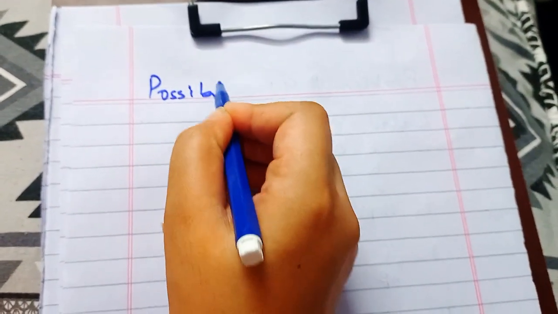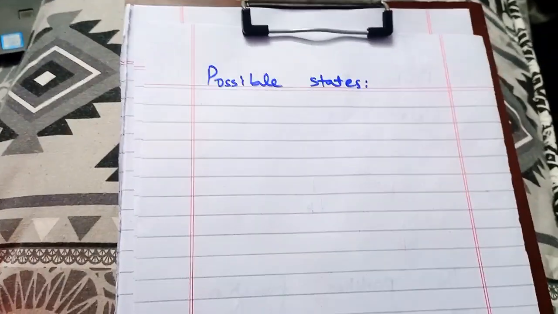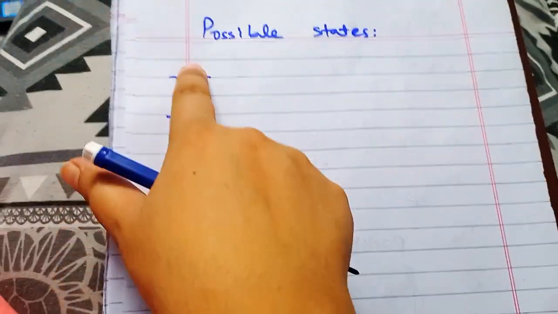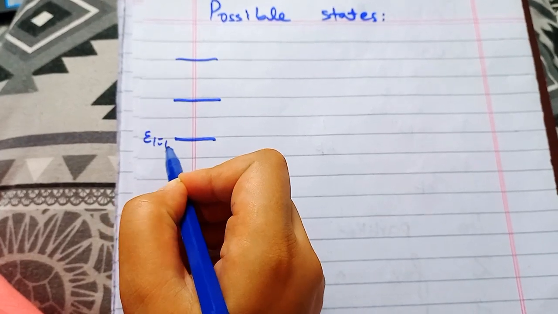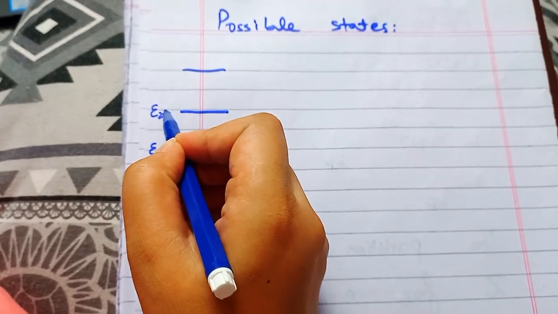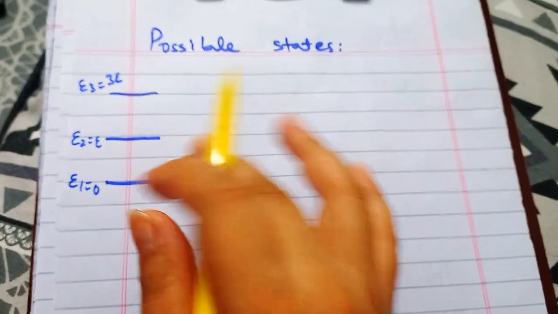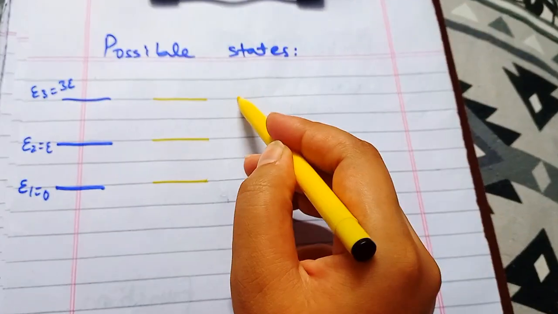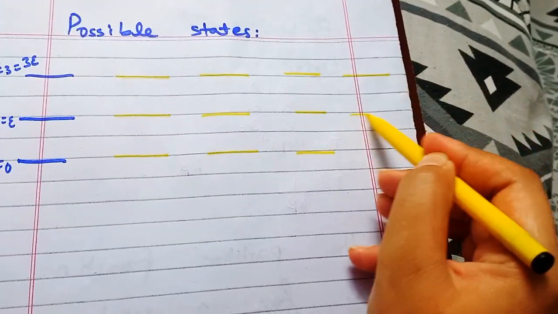possible states. You can write it like that, and since we have 3 energy levels, we'll draw 3 lines. Okay, and this is for the first combination. Let us write the energy states here. It is E1 equals 0, E2 equals E, E3 equals 3E. And for each of the different states, I'm going to draw these lines again and again to get the level diagram.